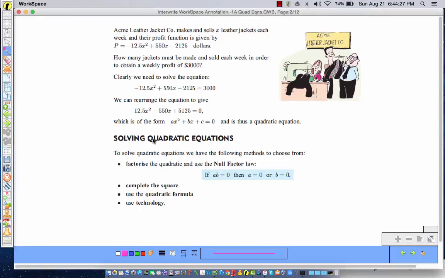Okay, solving quadratic equations. You can read through this if you'd like, but the biggie here is the Null Factor Law, which I would rather call the zero product principle. Okay, zero product principle, otherwise known as ZPP.